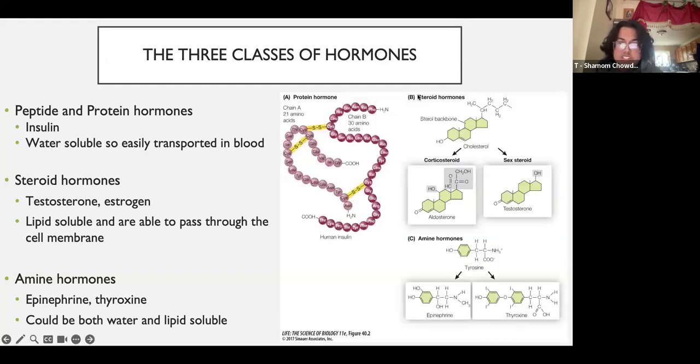And so you don't necessarily need to memorize all of this, but this is just the different types of hormones. Protein hormones are made up of amino acids, steroid hormones are lipid soluble, and then you have amine hormones at the bottom.